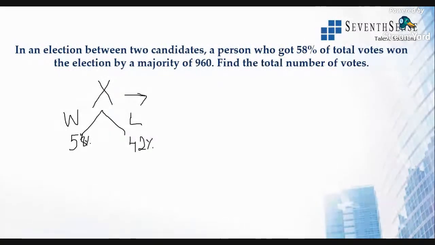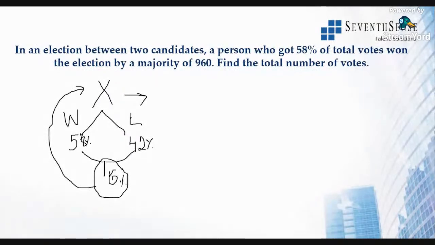So what is the winning percentage here? The winning percentage here is 16%. So 16% of the total votes is the majority. Understood? 58% of the total votes is the candidate who won, 42% is the candidate who lost. So the difference is that the person who wins the election gets 58%, which is 16% more.